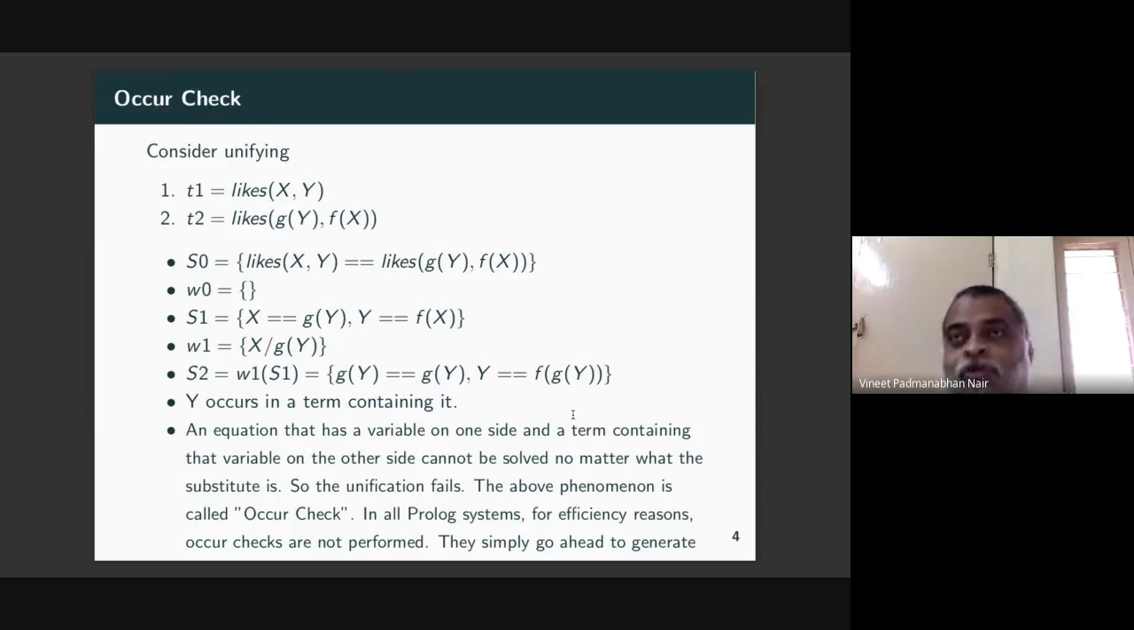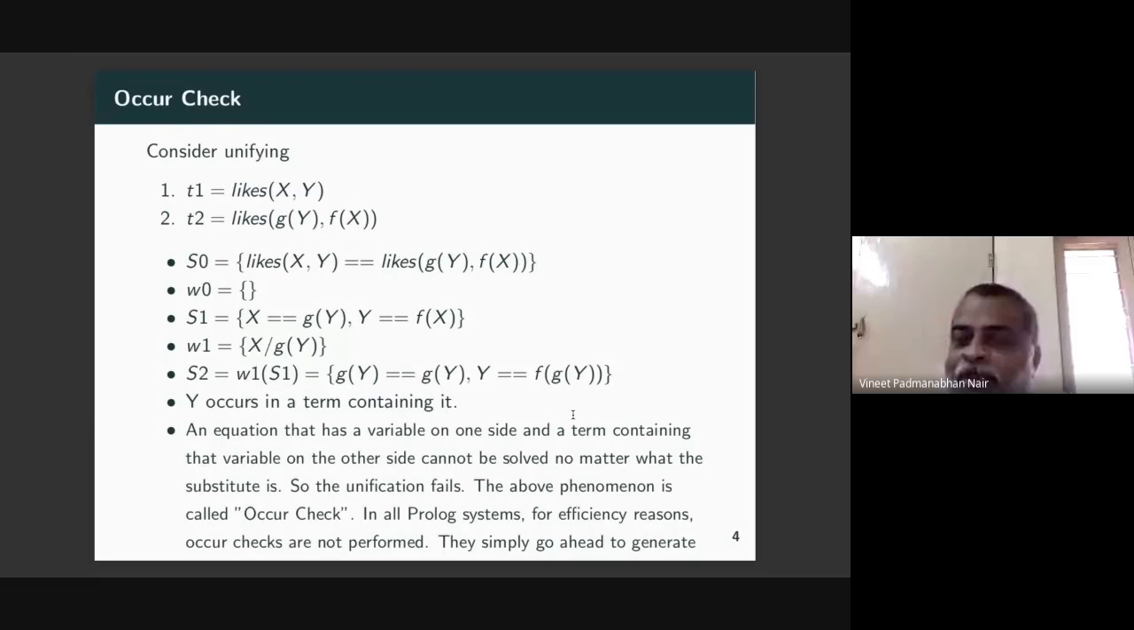So if you try to do the unification, it goes on. First it becomes f of g of y, then again it becomes f of g of y, again and again, it goes on. So the unification fails. I mean, it doesn't fail. Basically, it goes on forever. As somebody was pointing out, it goes on as a loop. The above phenomenon is called occur check. In all Prolog systems, for efficiency reasons, occur checks are not performed. They simply go ahead.